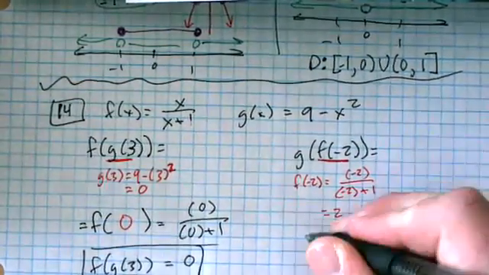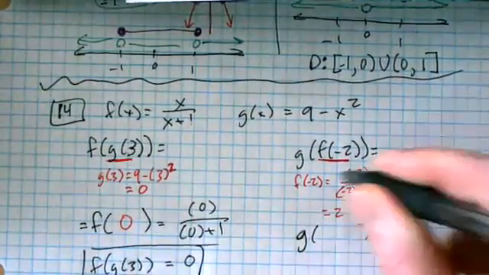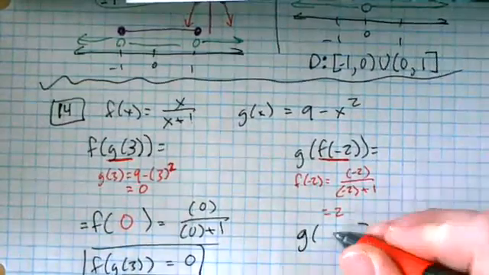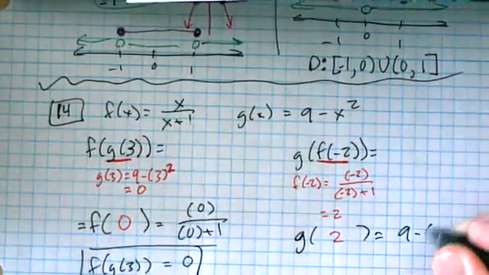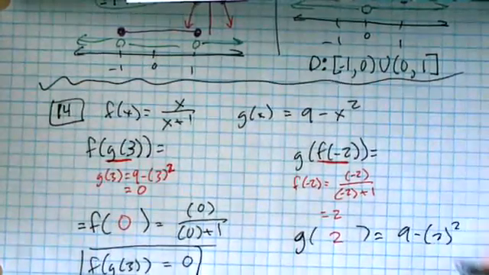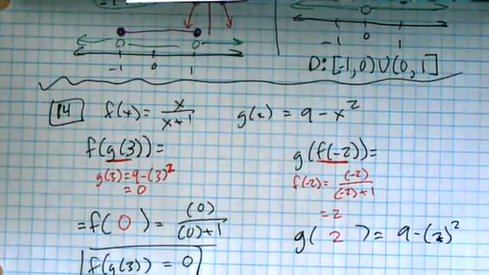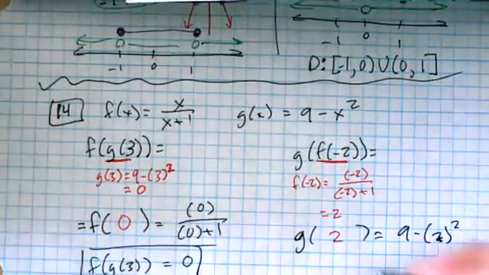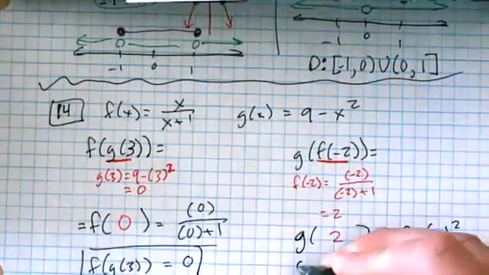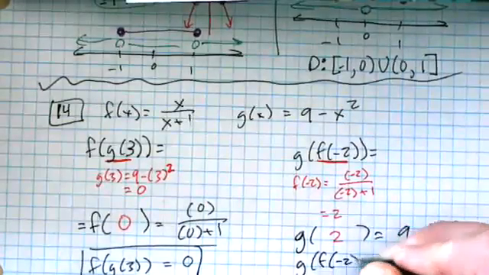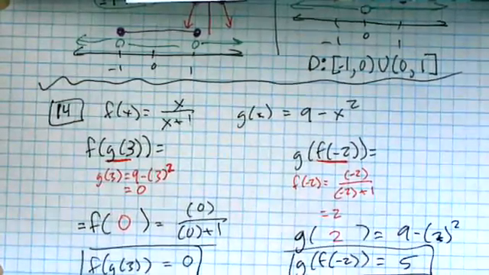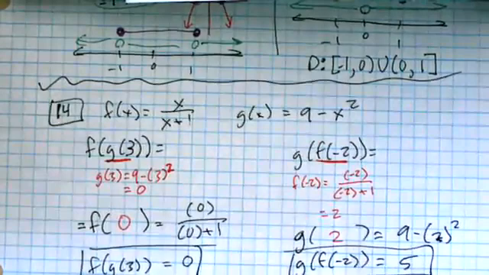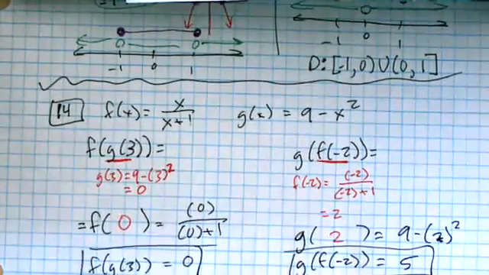And then we're going to take g of that to get our final answer, which would be 9 minus 2 squared. So 9 minus 4 is 5. Our final answer. So g of f of -2 would be 5. We got 14.